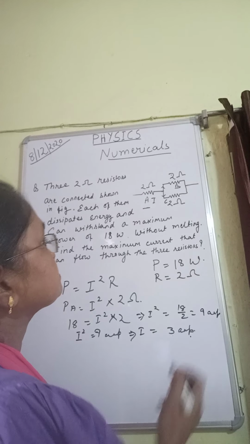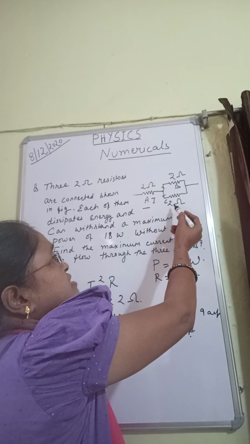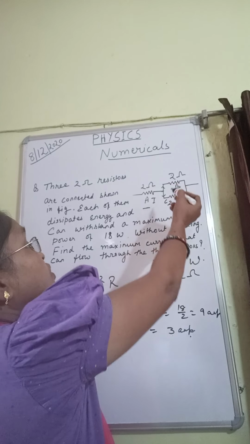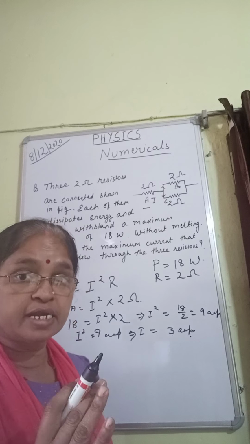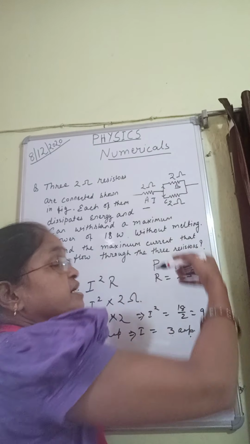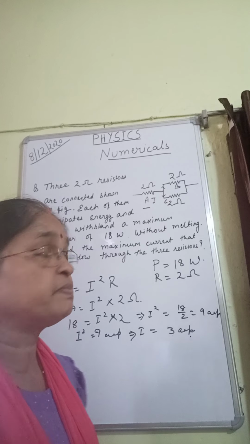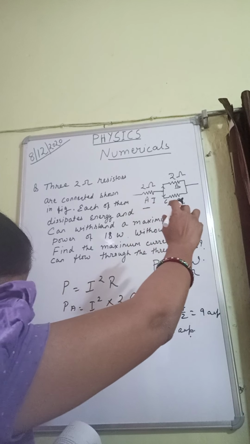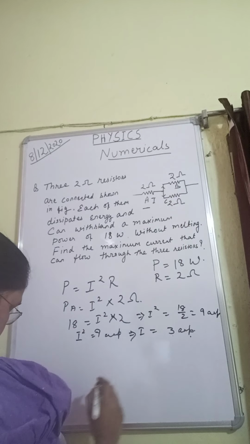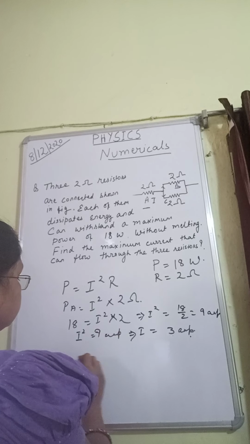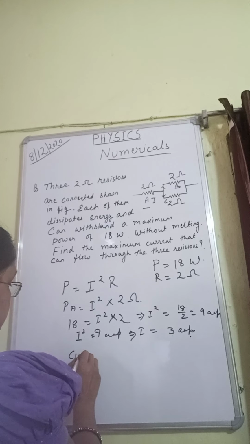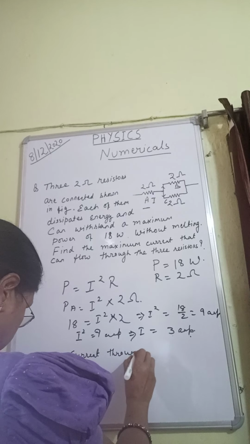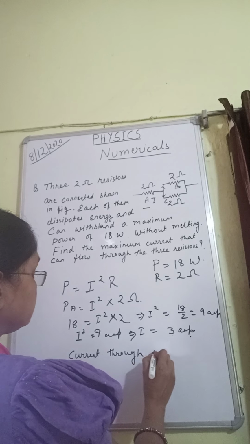Now you see, point B and point C, both the resistances are the same, 2 ohm and 2 ohm. That means both will get equal current because the resistances are the same. So how will we find this? Very simply you can do this: the current through B and C.